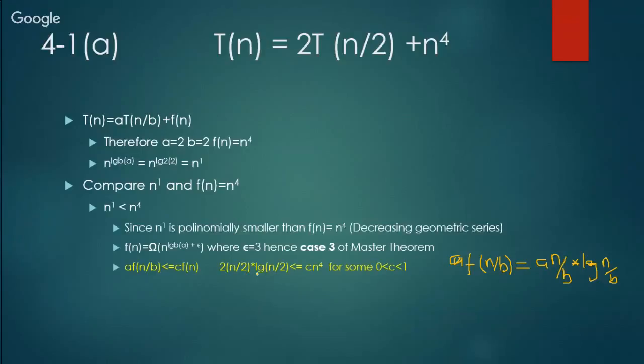And I find that if you plug in any positive values of n here, they will always be less than or equal to c n^4. That means this condition is also satisfied. Therefore, the time complexity for case 3 will be theta of f(n), and for this case it will be theta of n^4.